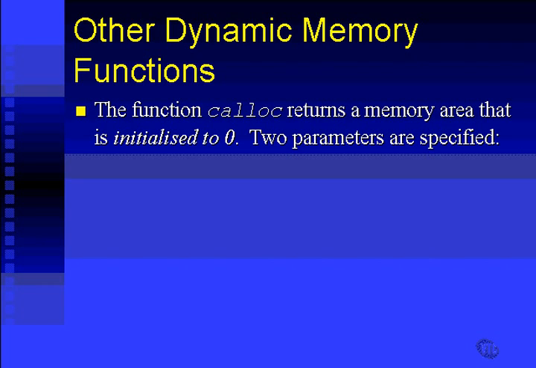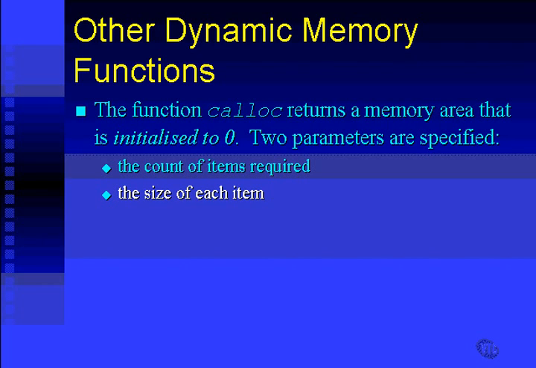There's a function called calloc. For the life of me, I don't know what the C stands for in calloc. Anyway, there are two differences between it and malloc. One is that the memory that you get back is guaranteed to be initialized to all zeros. Okay, so that's nice. And this time you actually have two parameters, not one parameter, which is the size of the memory that you want. The two parameters are how many things you want and how big each thing is.